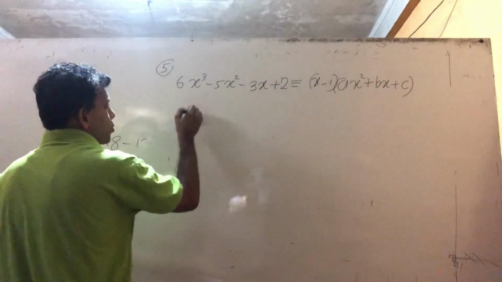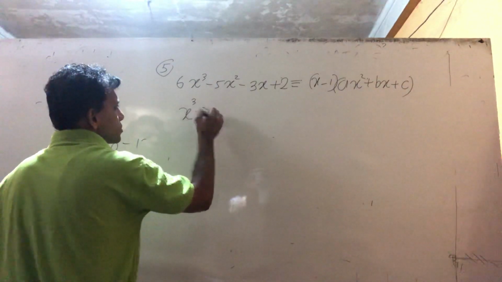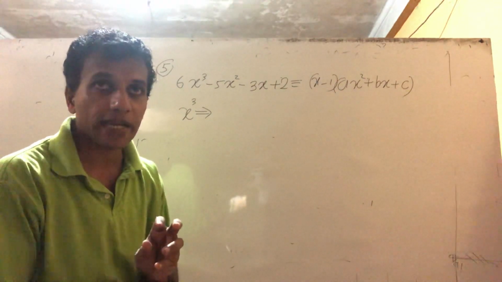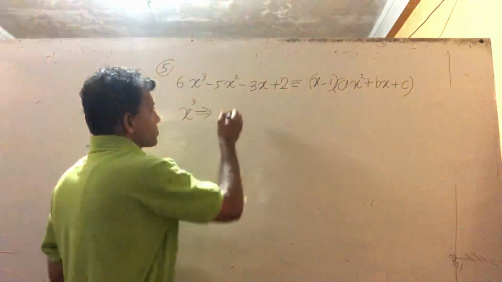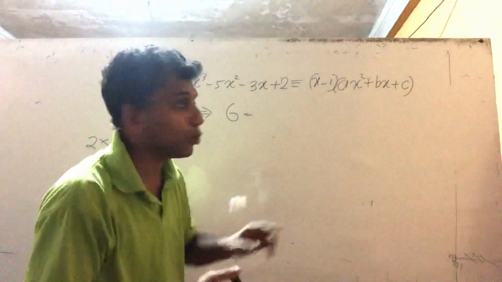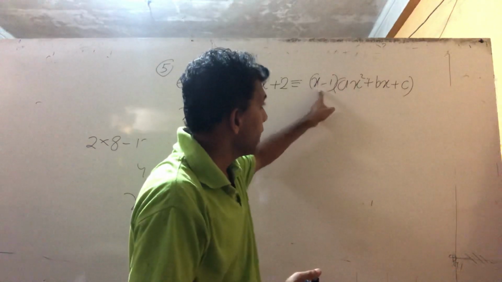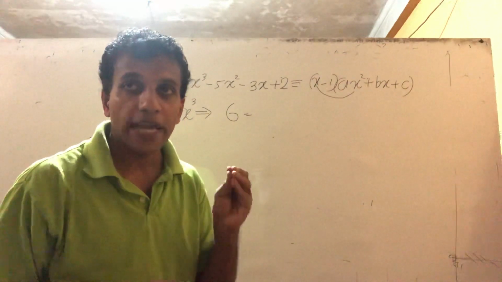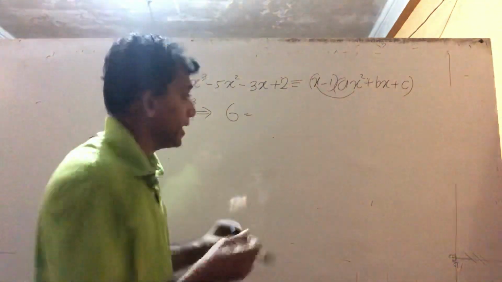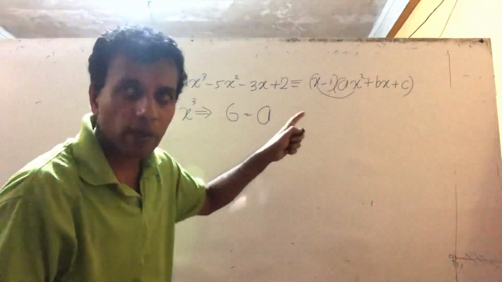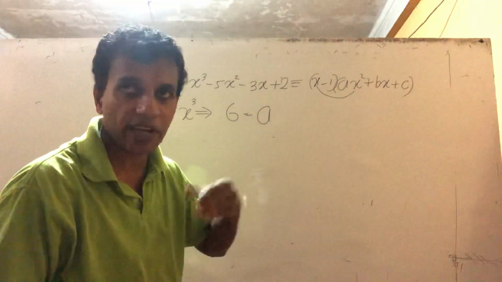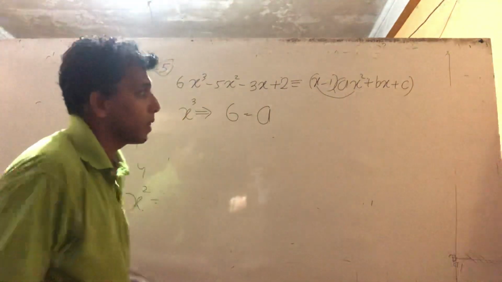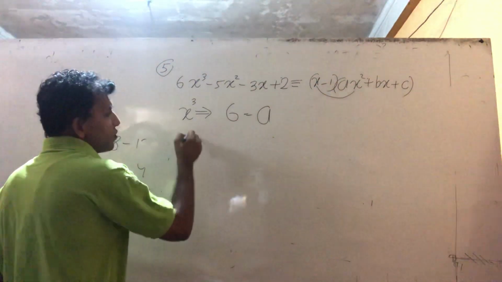So here, the x cubed coefficient. Equate both sides, the x cubed coefficient. How many x cubes are on either side? Here 6. Here, what gives x cubed? This into this: a x cubed, x into x square. Therefore the coefficient is a. Is any other x cubed available? Check. No, impossible, no chance. Only x into x squared gives x cubed. So a equals 6.